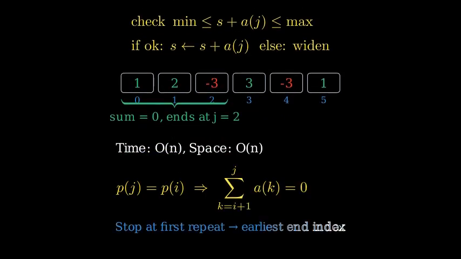Complexity and correctness: we do a single pass, and each prefix is inserted or checked once, so the time is linear in n. The memory is at most the number of distinct prefix sums seen, which is upper bounded by n plus 1. Correctness follows from the equality of prefix values, implying zero-sum in between.